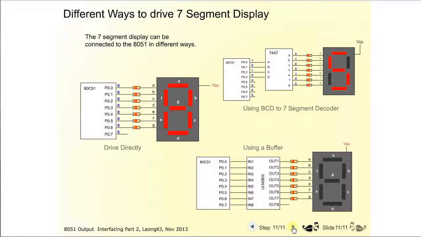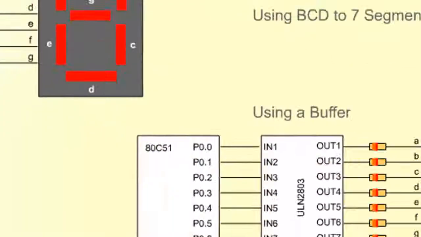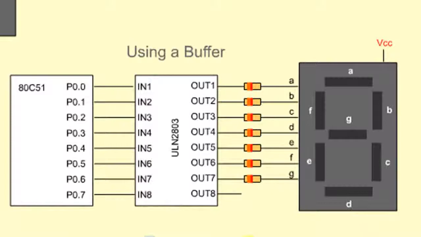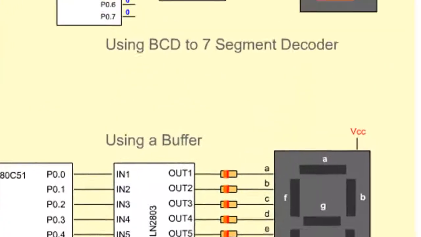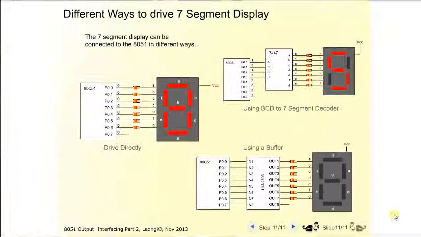The 7-segment display can be connected to the 8051 in different ways. It can be connected directly, or using a buffer chip, or using a decoder chip. End of 8051 Output Interfacing Part 2.